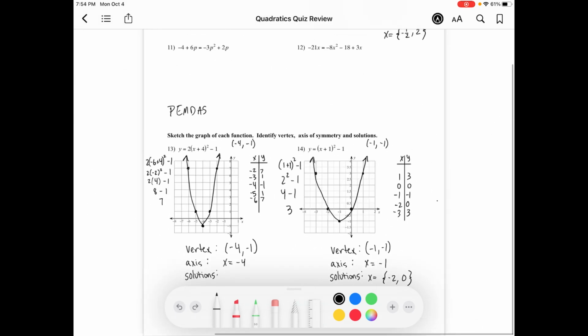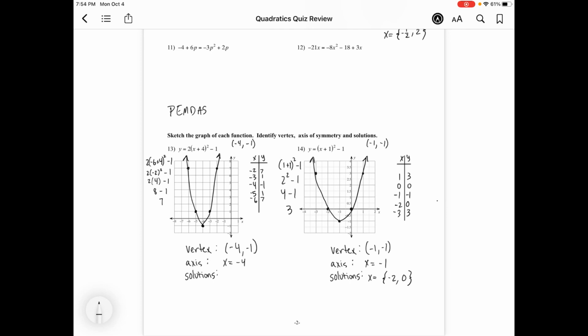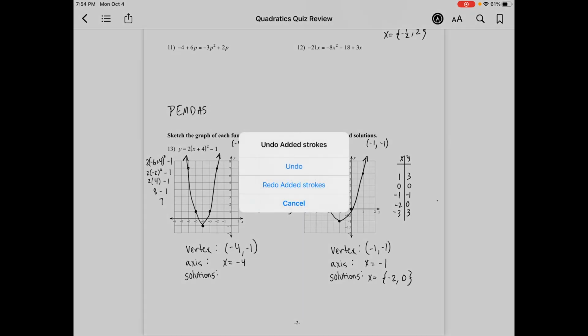All right, if you have any questions, please let me know, but this is exactly what your quiz is going to be like. The solving by factoring is going to be multiple choice, and the graphs are not going to be multiple choice. Hope this helps.